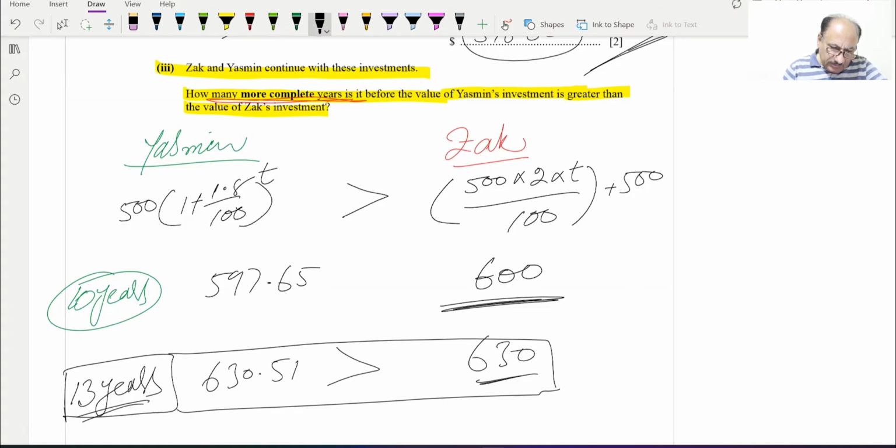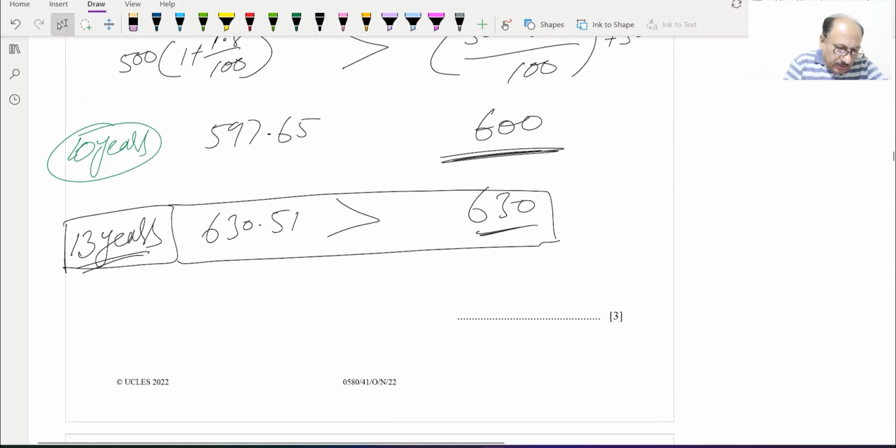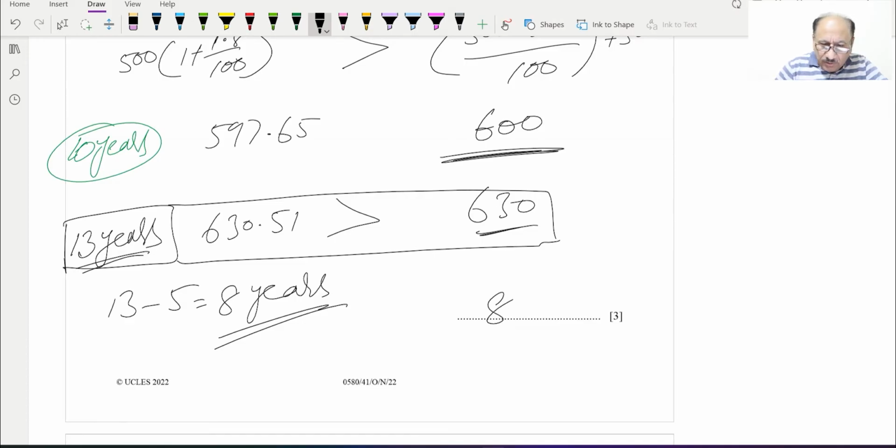So it means 13 years is the answer, but 5 years are already passed, so 13 minus 5 will be equal to 8 years. So our answer will be 8 years. Hopefully you understood this. This is for 3 marks.